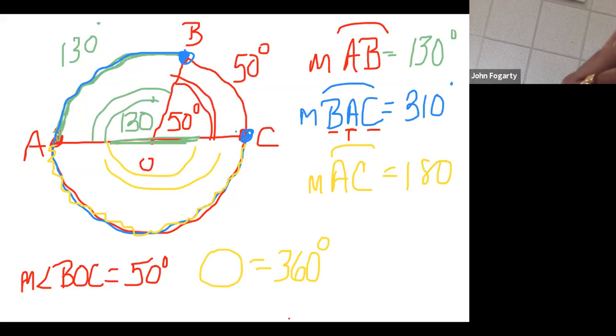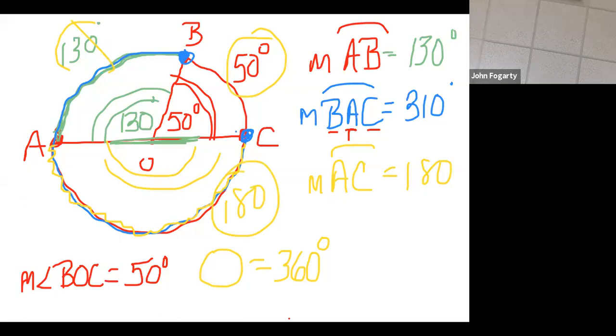So if your circle is broken into 3 arcs, the 3 arcs have to add up to 360. If it's broken into 6 arcs, it has to add up to 360. It always adds up to 360. Does that make sense?